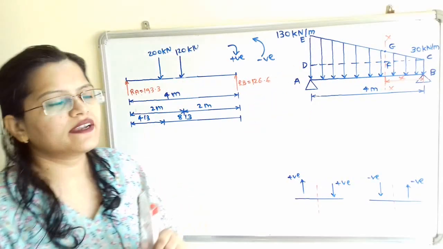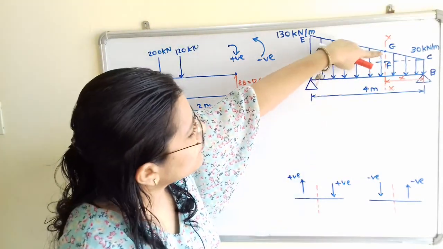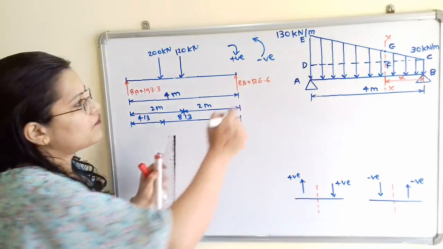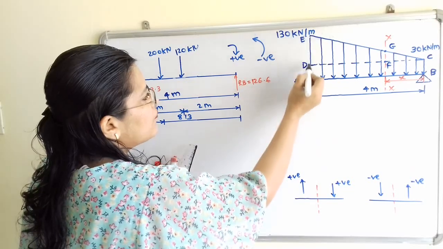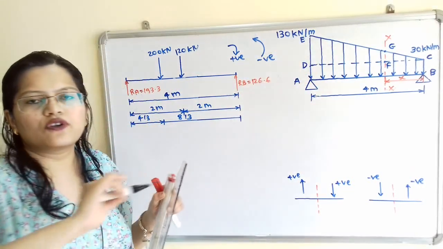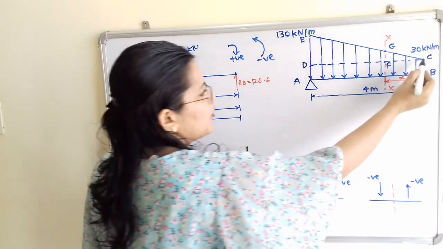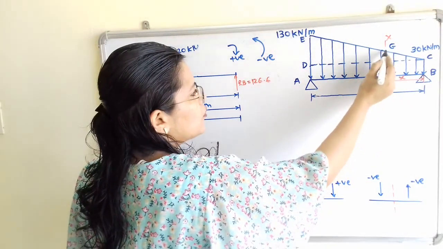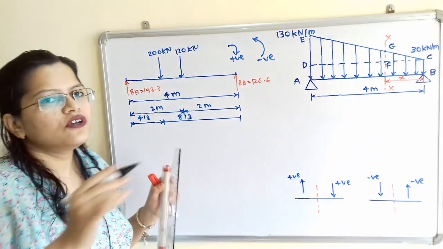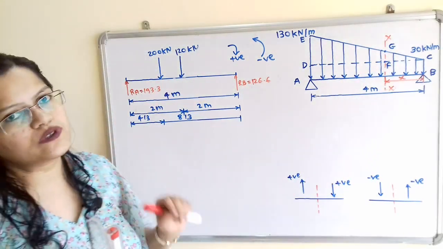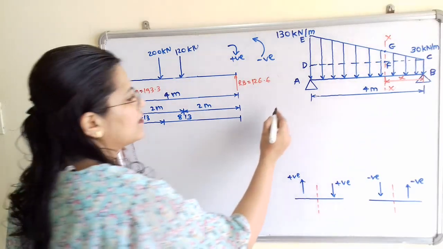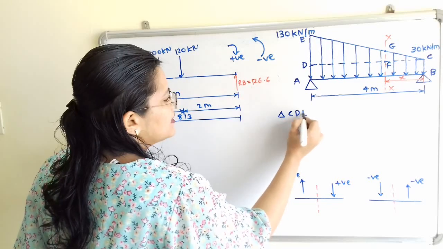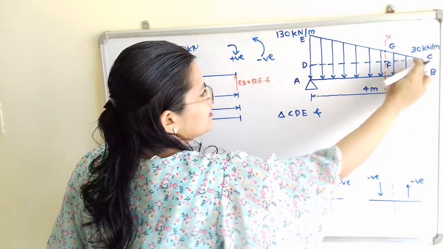Now we have to find out the rate of loading for this GF line. We don't know the rate of loading, because the rate of loading at E to D is 100 kilonewton per meter, and at point C the rate of loading is 0. So how to calculate the rate of loading along the section XX? For that we will consider two similar triangles. One is triangle CDE, and the second is triangle CFG.